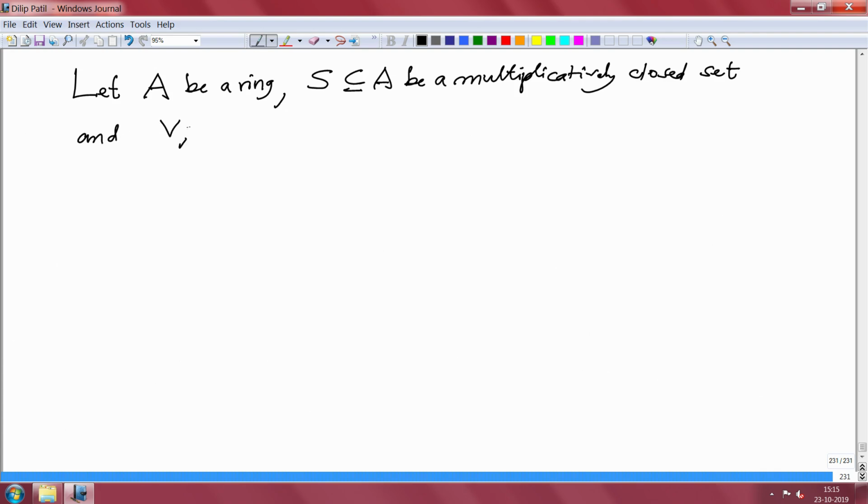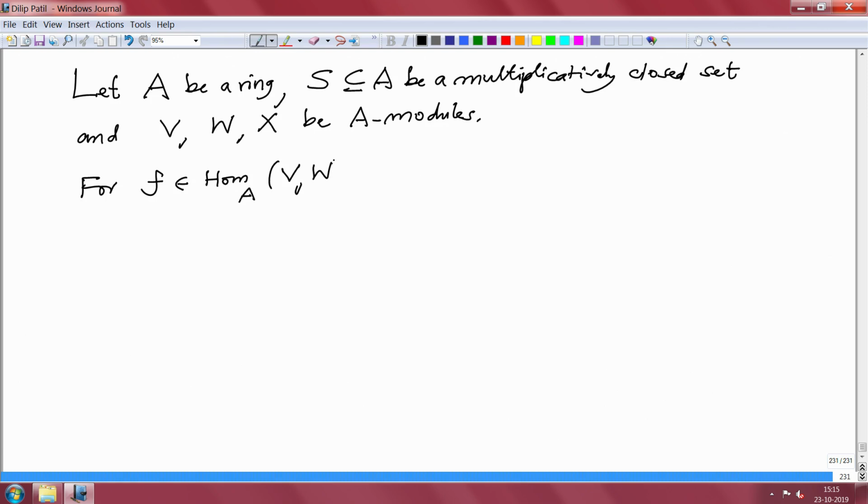Let V, W, X be A modules, and for an A module homomorphism f from V to W, we know there exists a unique S inverse f, which is a homomorphism as S inverse A module from S inverse V to S inverse W.